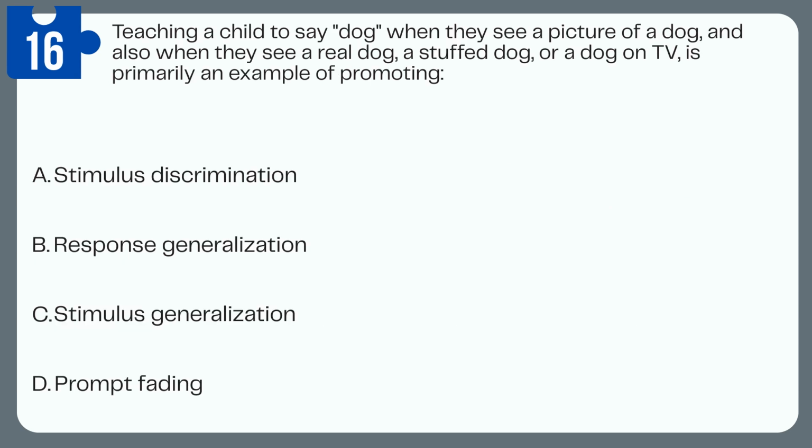Question 16. Teaching a child to say dog when they see a picture of a dog, and also when they see a real dog, a stuffed dog, or a dog on TV, is primarily an example of promoting A. Stimulus discrimination. B. Response generalization. C. Stimulus generalization. D. Prompt fading.